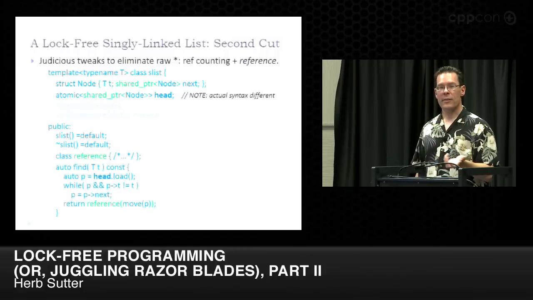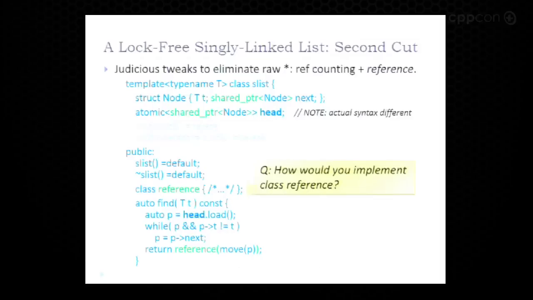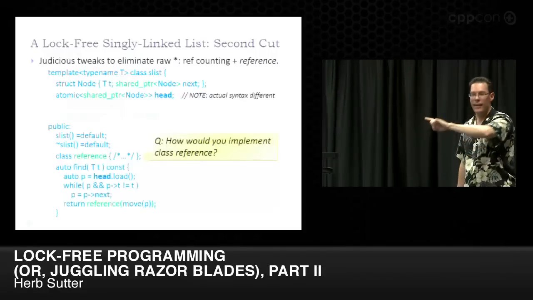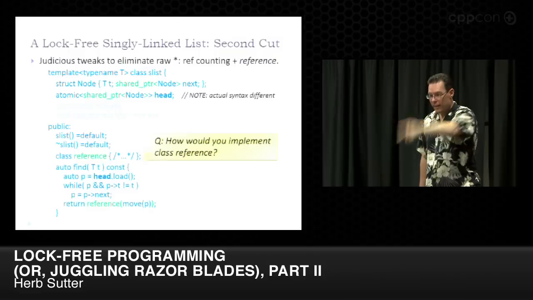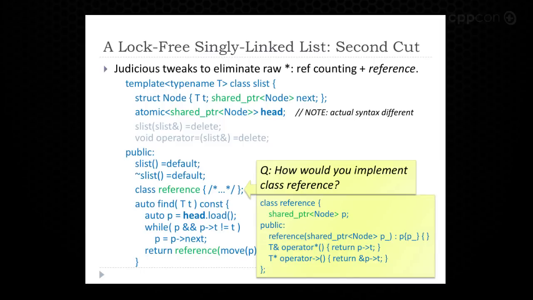Now, we can see why this is safer than returning a raw pointer, right? I know that I'm not going to dangle because why? How do you think class reference is implemented? How would you implement class reference? A pointer and what kind? You're on the right track. Who said that? Shared pointer of node. Right. In fact, that's its only data member. Here's the code.